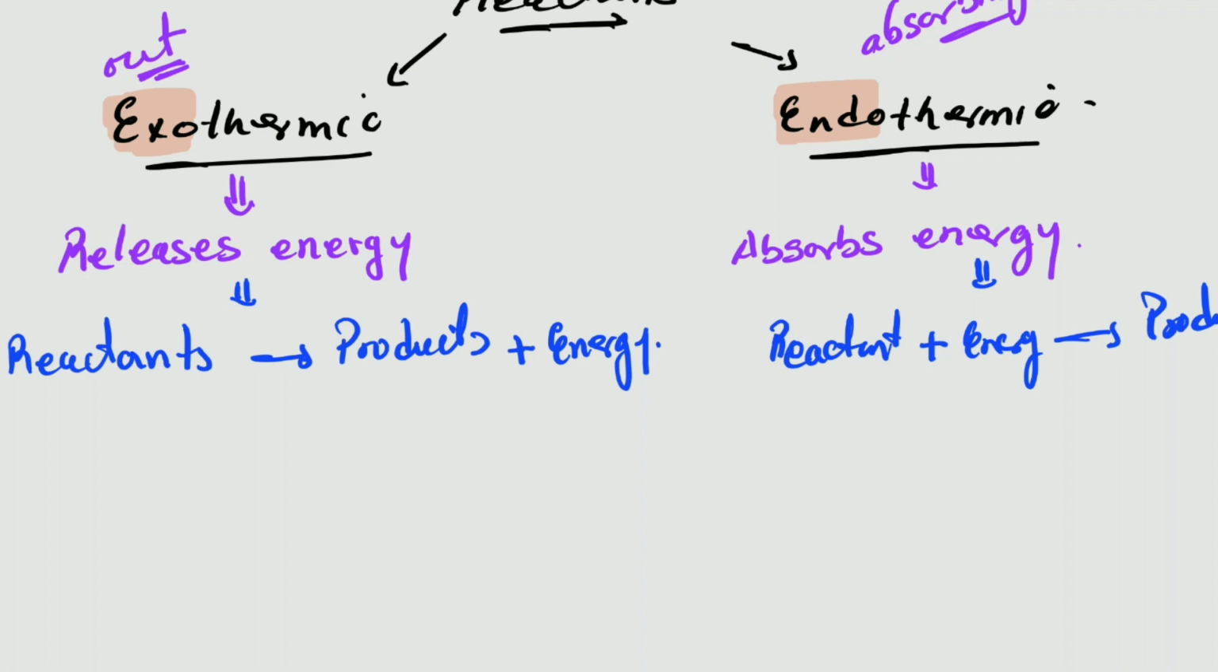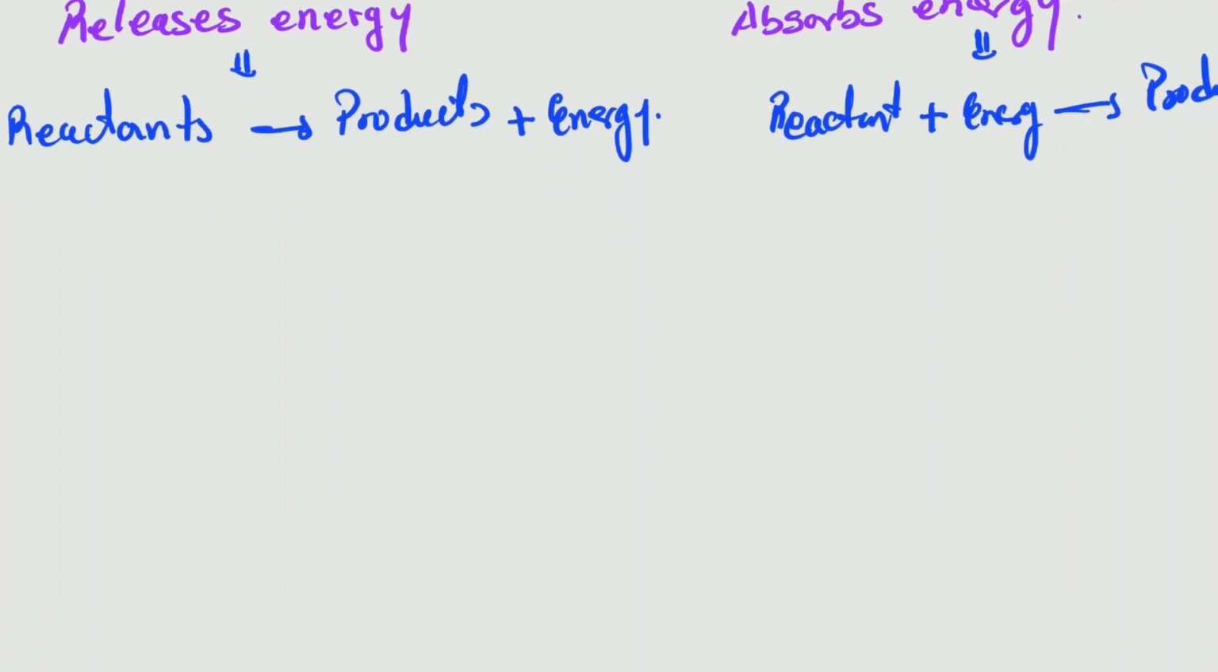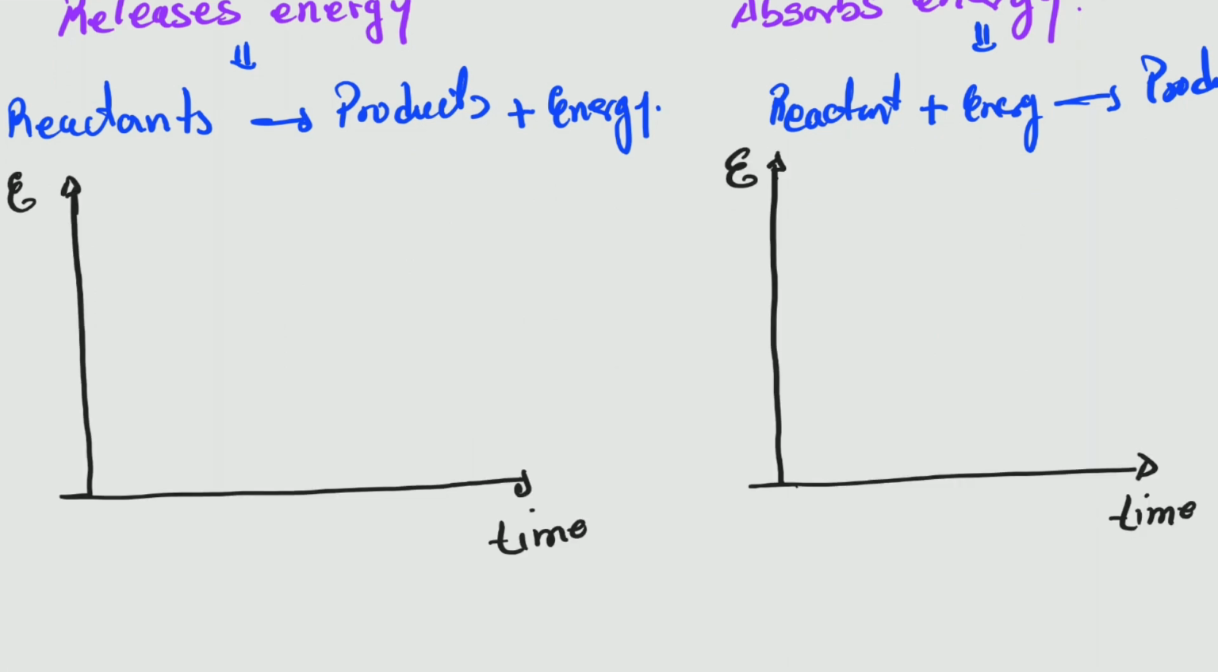So this is important to know. During an exothermic reaction, we'll start with reactants, any reactants, and we have the product, but with the product we're also going to be releasing or giving out energy. In the endothermic reaction it is the other way around. We have the reactant, it will take some energy in, and then we are going to have the product. Now, let's do a graph of energy versus time for each of the two types of reaction, and let's see what happens.